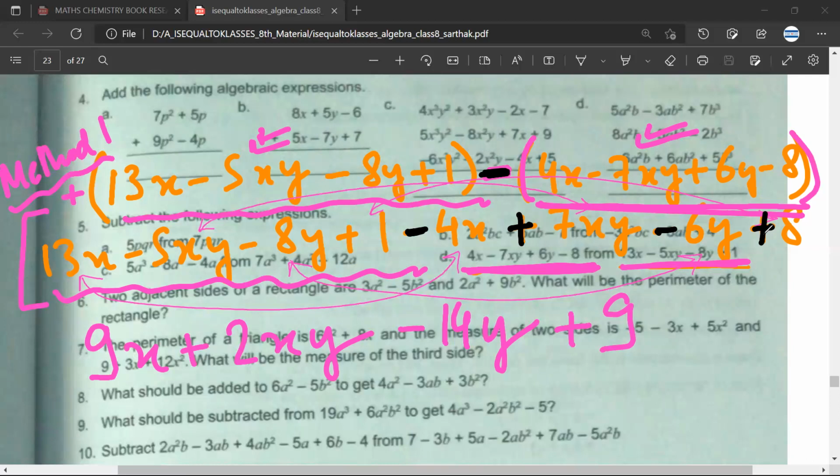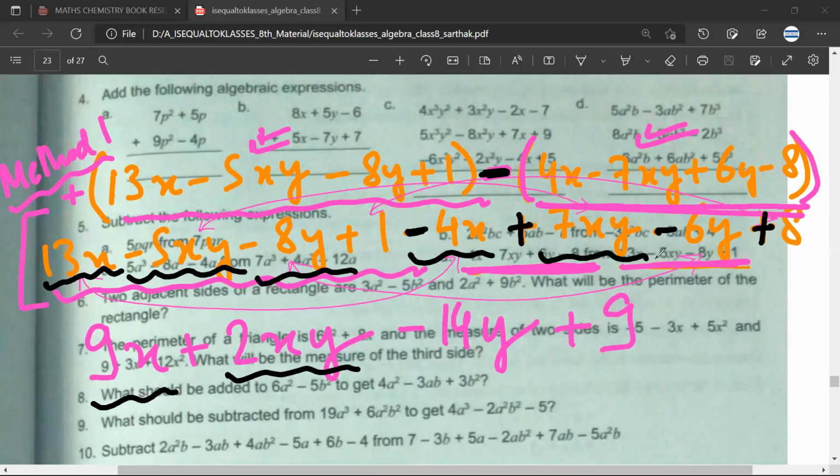Mr. Sarthak, any doubt? No, sir. So this 13x minus 4x would be 9x, minus 5xy plus 7xy would be 2xy, minus 8y minus 6y would be minus 14y, and plus 1 and plus 8 would be plus 9. Have you understood this? Yes, sir.